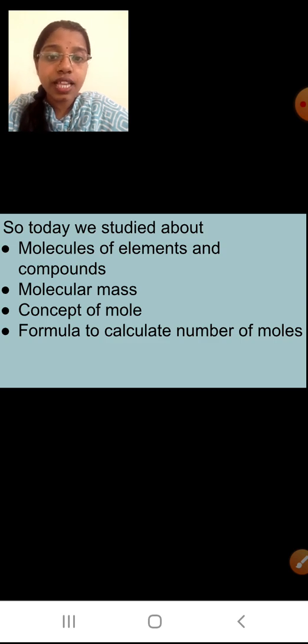Okay, then we saw the concept of mole. How are we going to calculate how many moles of a substance are there? They are related to the value of their molecular mass. The mass is taken in grams. Okay. Then the formula to calculate the number of moles, that is the mass of a substance in grams upon molecular mass of the substance. Okay students, I hope what we have covered today you have understood.